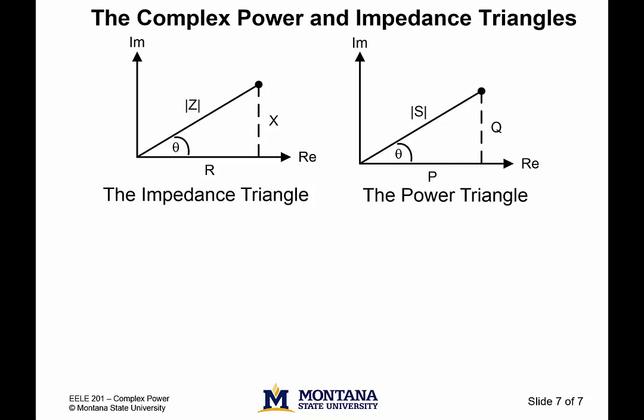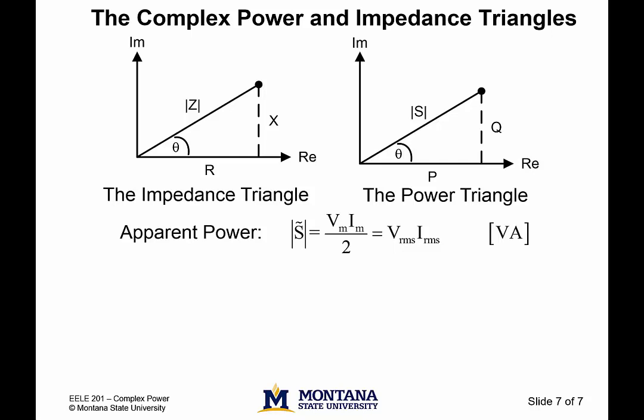We have one final term to introduce, the apparent power. The apparent power is simply the magnitude of the complex power. Why is it called apparent power? Notice how it is the product of the effective values of the voltage and current waveforms.